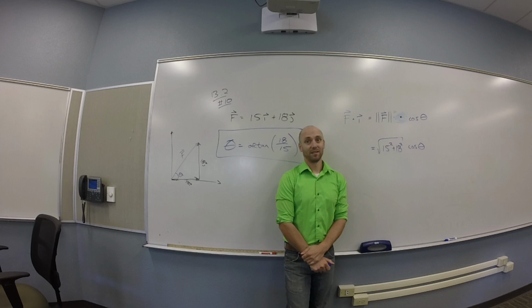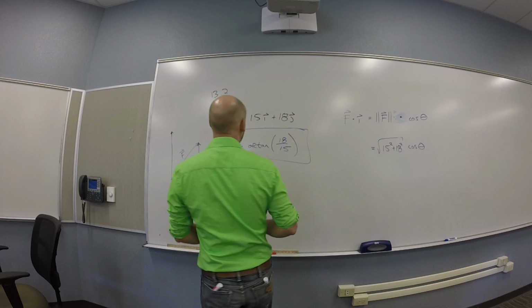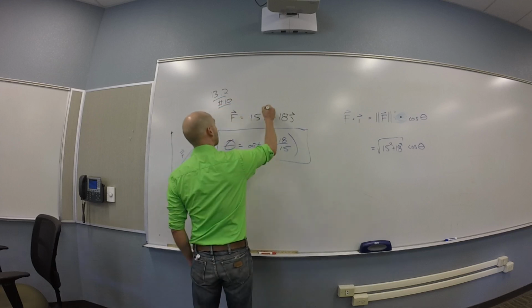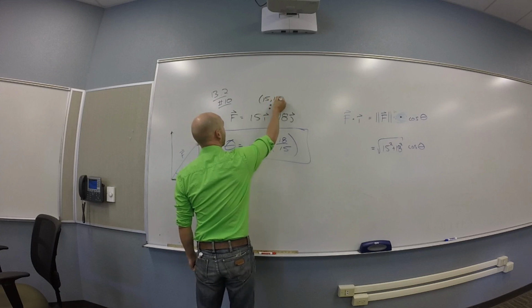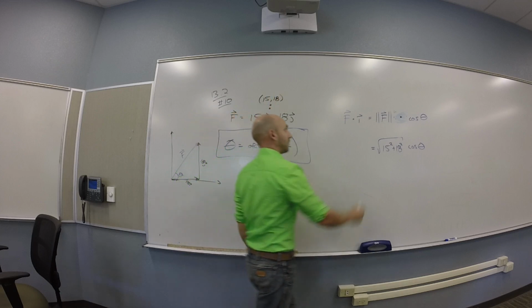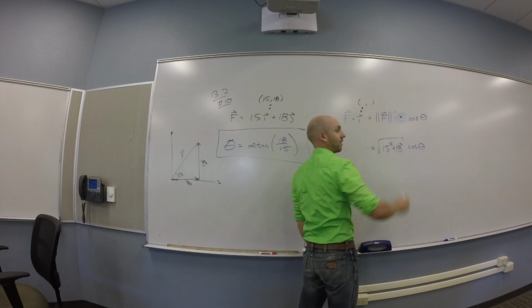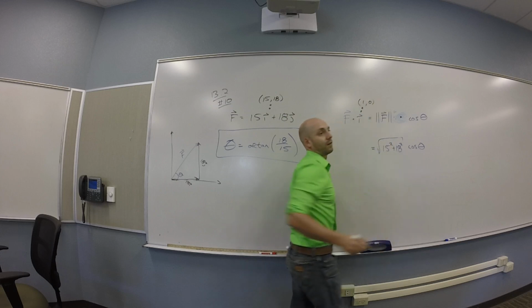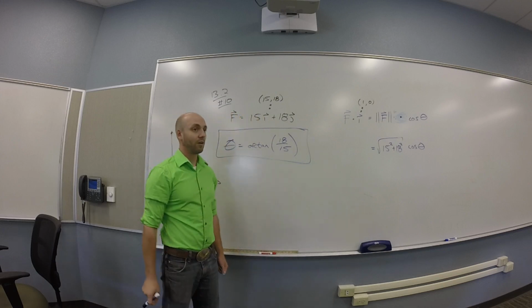What am I going to get when I dot F with i though? Oh, same thing. So my vector F, right, is 15 comma 18, right? And i is 1 comma 0 in this place, right? So when I dot 15, 18 with 1, 0, what do I get?